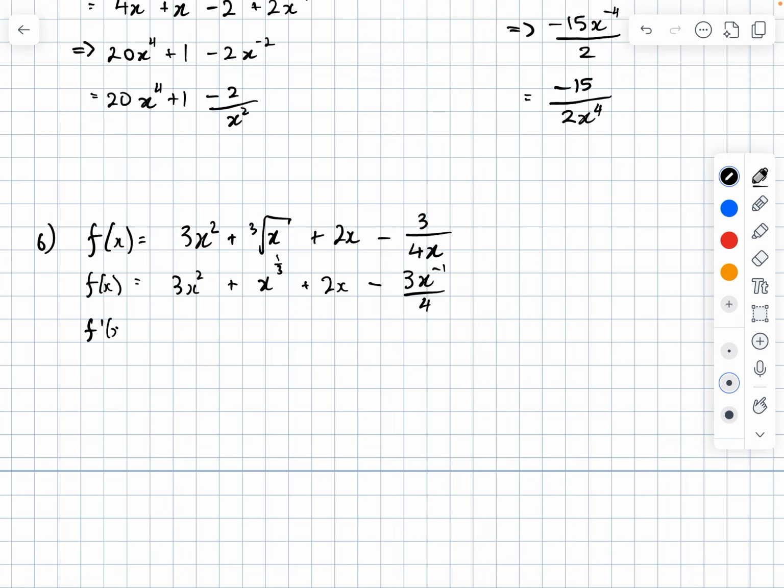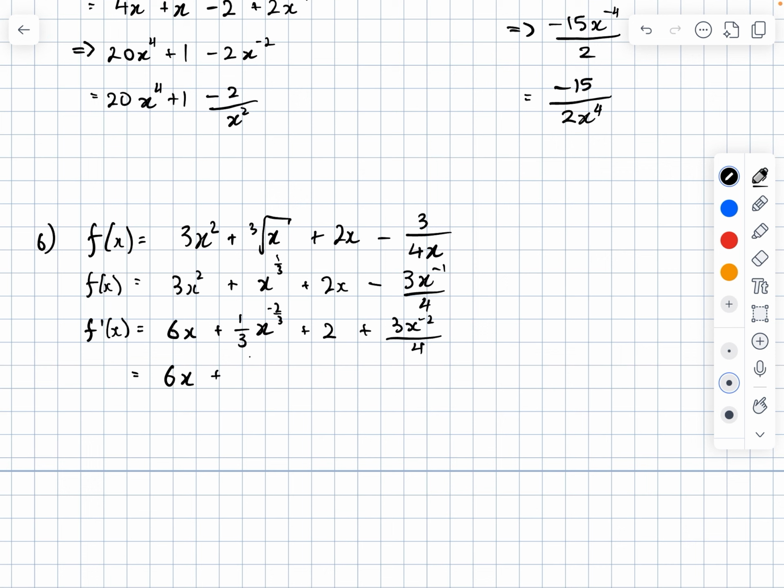Now we can differentiate. We get 6x plus 1/3 x to the power of, now a third minus 1 is negative 2/3, plus 2. Then we bring that negative in front, it will cancel with the other negative sign to make a plus. 3x to the power of negative 2 over 4.